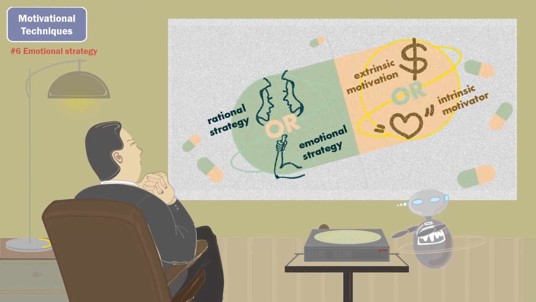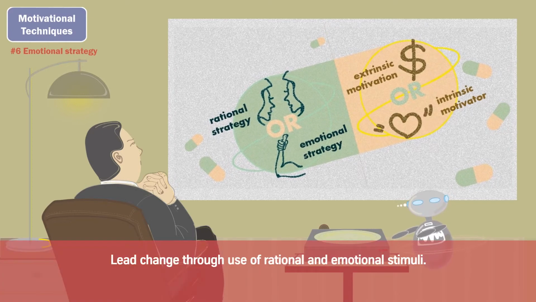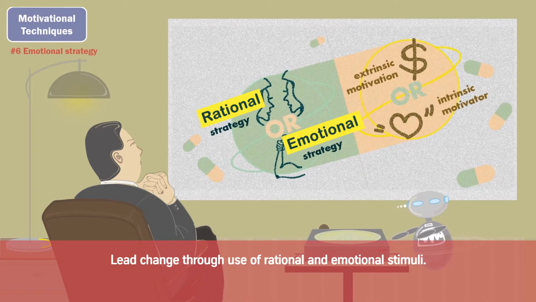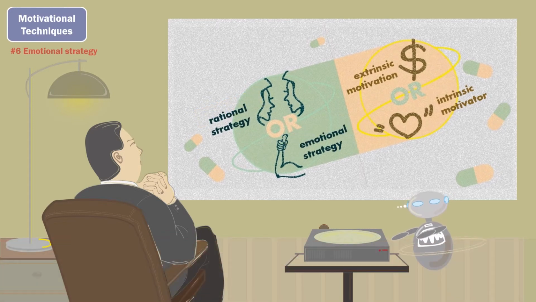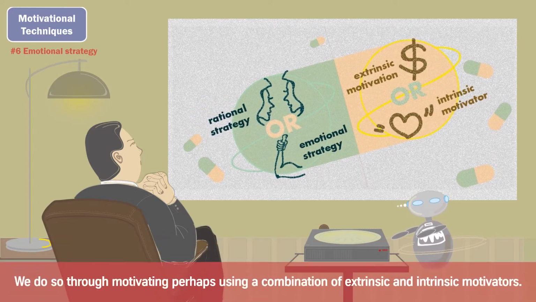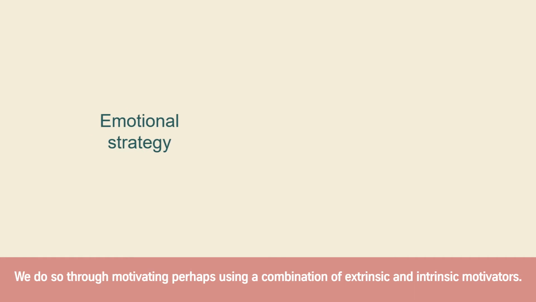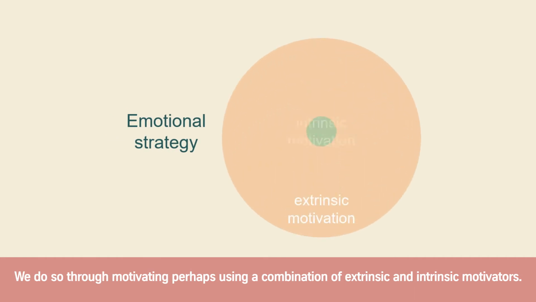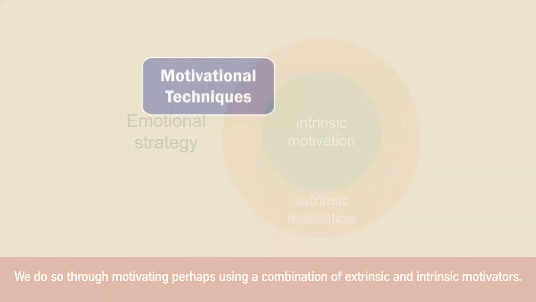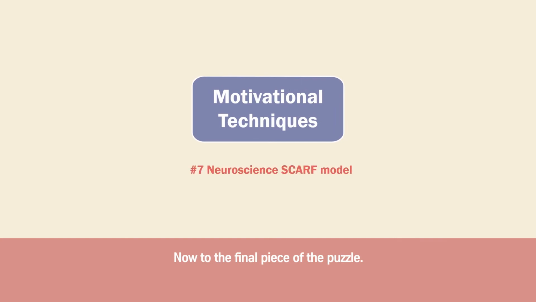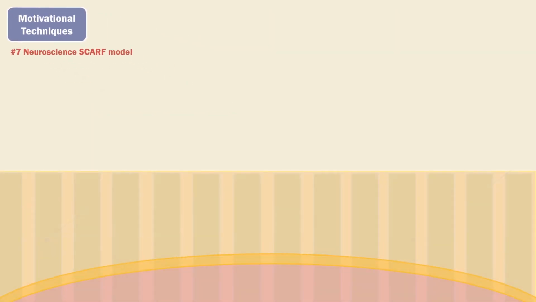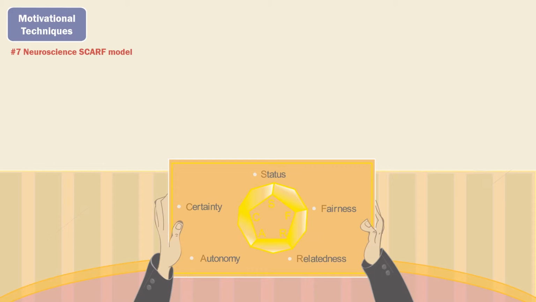Therefore, we now know that we need to be able to lead change through the use of both rational and emotional stimuli. For the emotional component, we do this through motivating, perhaps using a combination of both extrinsic and intrinsic motivators. And now for the final piece of the puzzle, an understanding of how to determine the best motivators for each individual in your team.